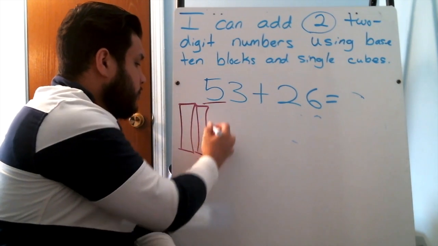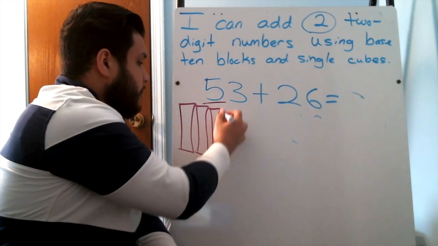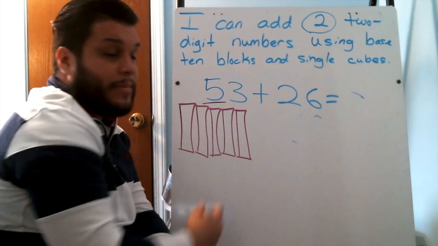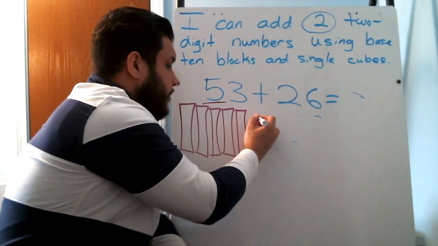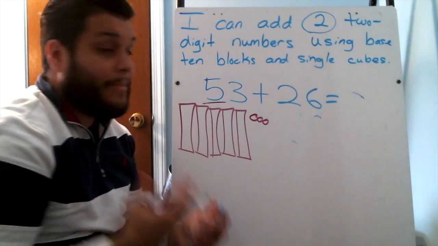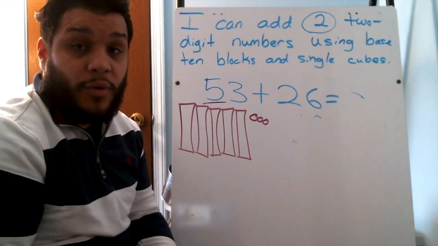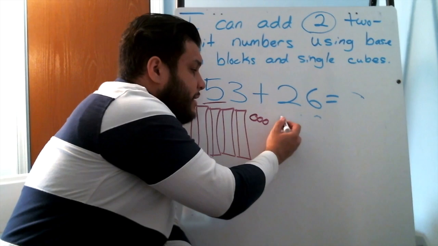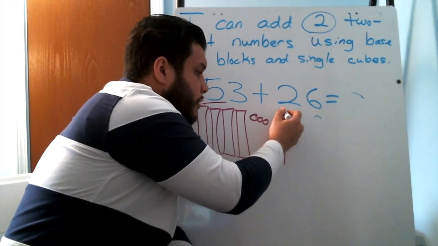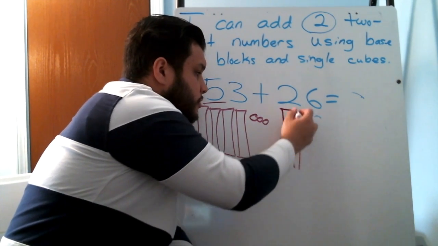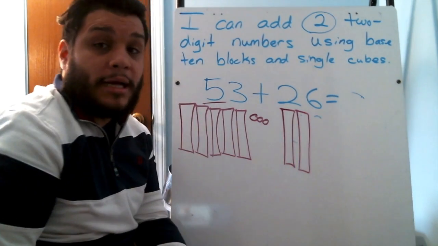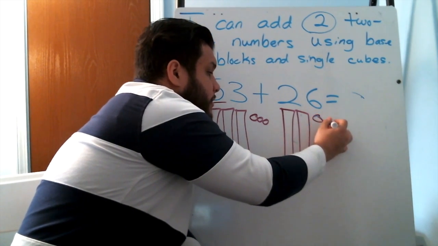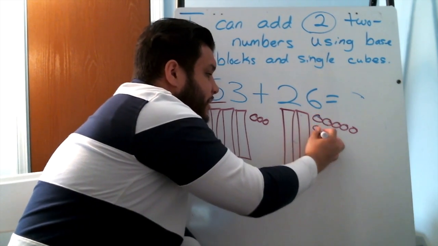2, 3, 4, 5. How many ones? 3 ones. 1, 2, 3. Am I done? No, I need to now draw my second picture. How many tens in the number 26? 2. Great. 1, 2. How many ones in the number 26? Yes, 6. 1, 2, 3, 4, 5, 6.